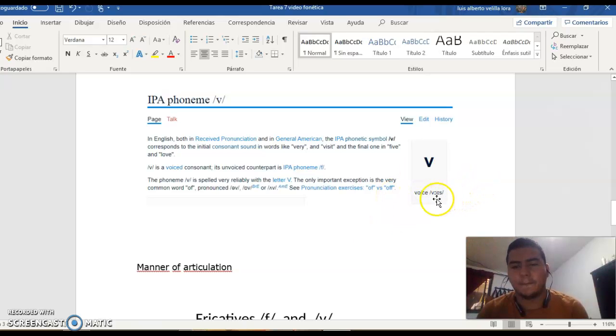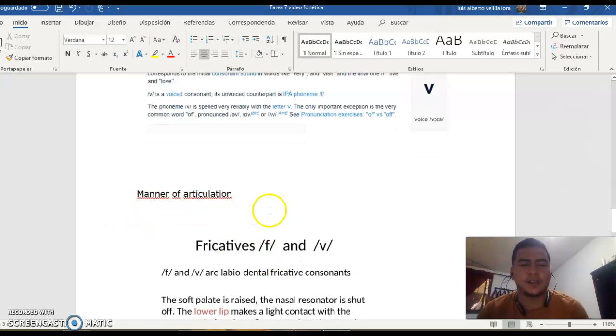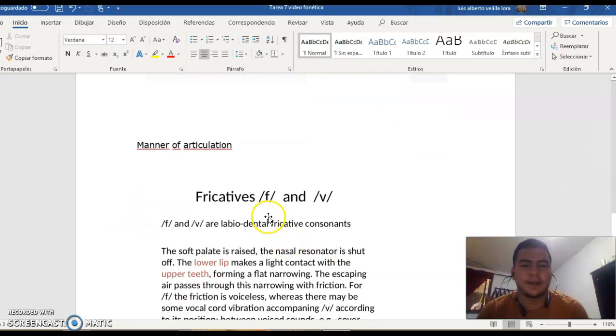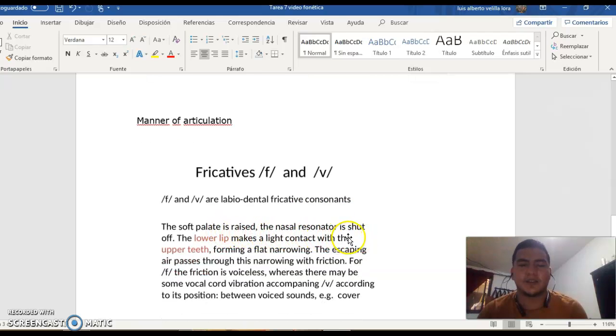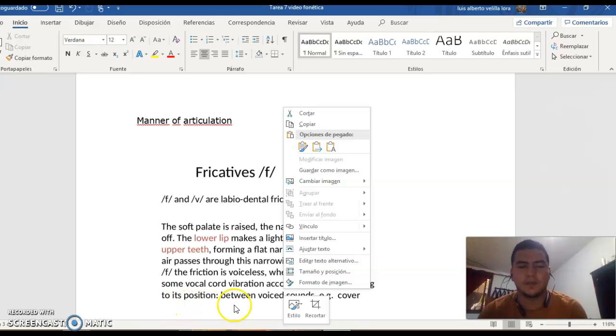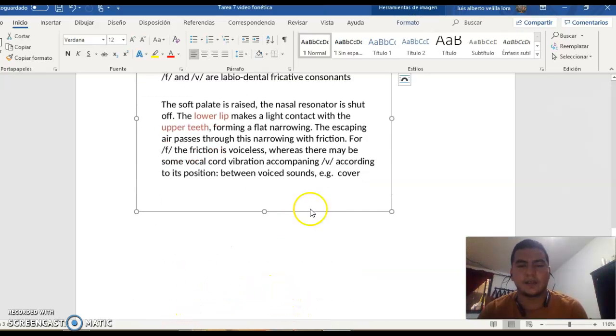The sample word is voice, and its manner of articulation is fricative. It is a labiodental fricative consonant. The sound is produced with the lower lip making a light contact with the upper teeth, forming a flat narrowing. The escaping air passes through this narrowing with friction, but the friction is mostly weak, whereas there may be some vocal cord vibration accompanying V. Example is cover.